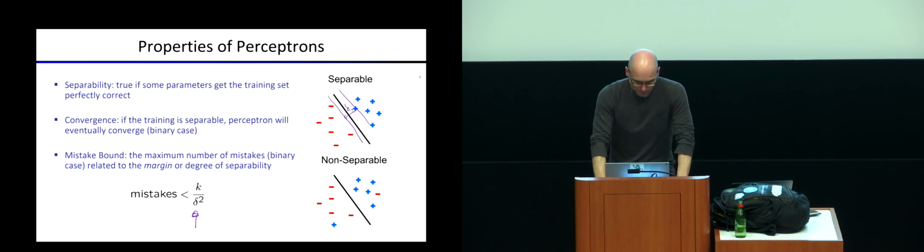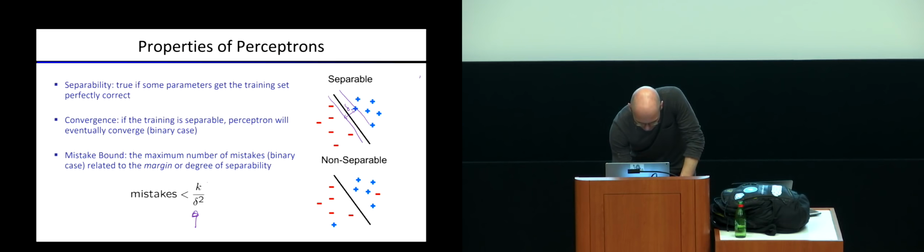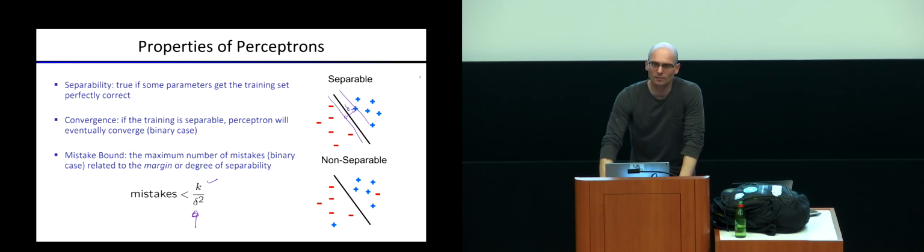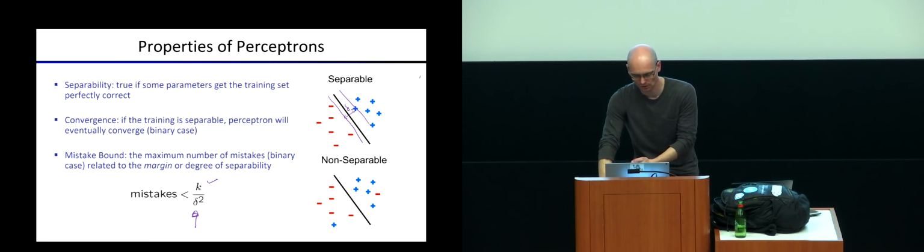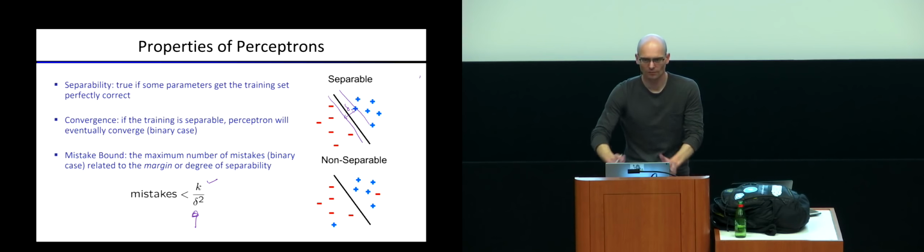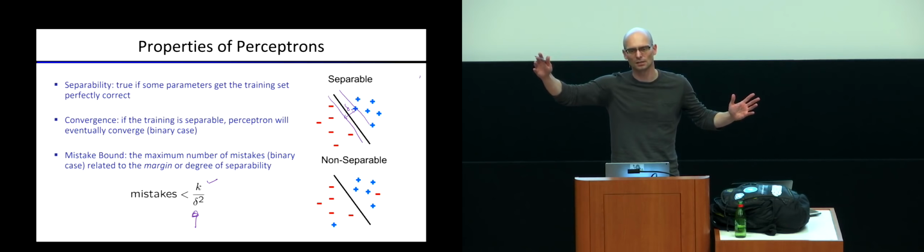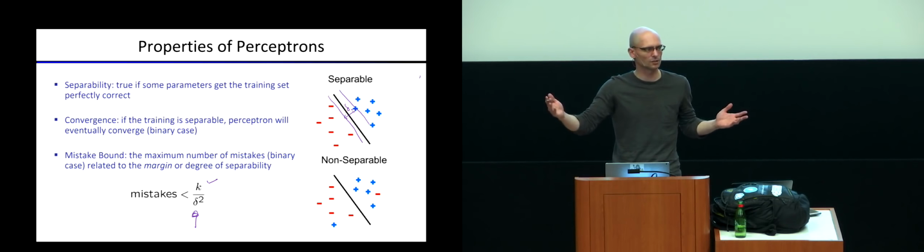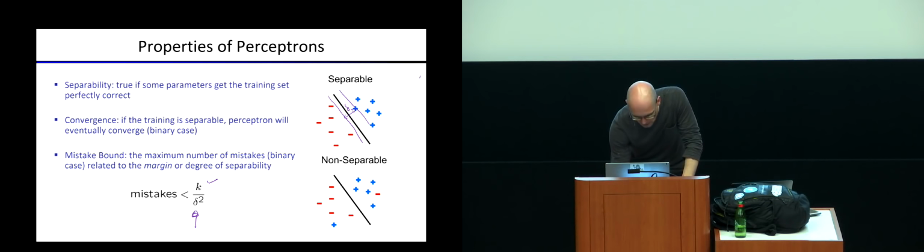Now, let's get some intuition for this. This shows that the more features you have, the longer it might take before it converges, which makes sense. The more features you have, the more you need to learn to understand what these features tell you before you converge to the right decisions. Also, the larger delta is, the fewer mistakes you're going to make. So the further your classes are apart, the easier the problem is, and the fewer iterations you need to find a solution. That's what this is saying over here.